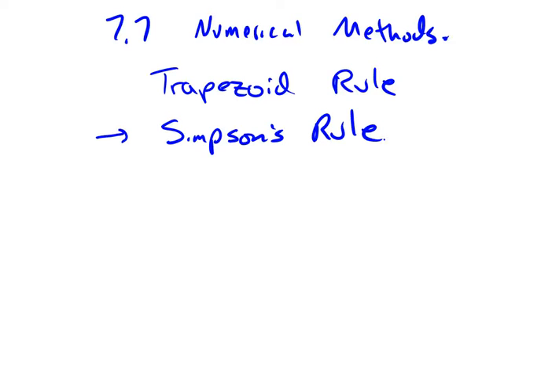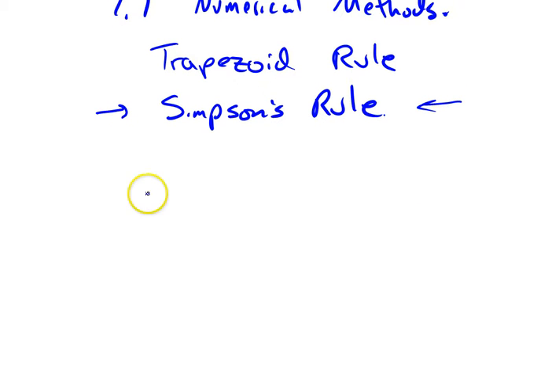So we want to look at some more numerical methods for evaluating or estimating definite integrals. In the last video we looked at the trapezoid rule. In this video we look at Simpson's rule. Now Simpson's rule, as with the others we've seen so far, you've got a definite integral that you're trying to evaluate or estimate.